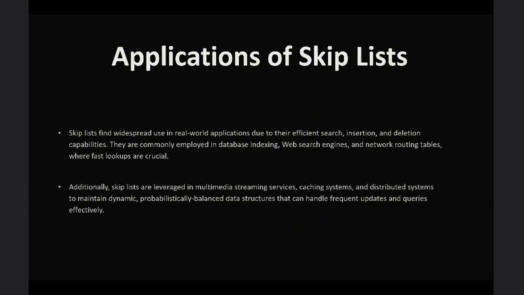Applications. Skip lists are used in database indexing to efficiently search, insert, and delete data. They are employed in web search engines for fast lookups of web pages and other content. They are used in network routing tables for efficient routing and forwarding of data packets. They are used in multimedia streaming services to manage and retrieve multimedia files.